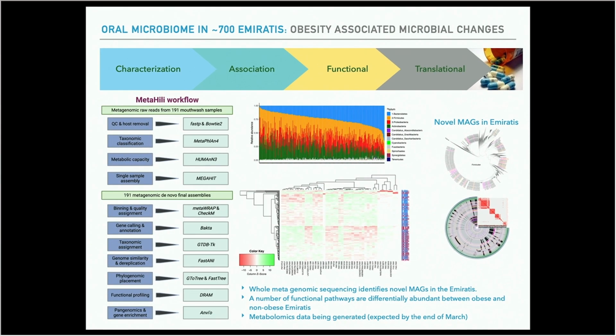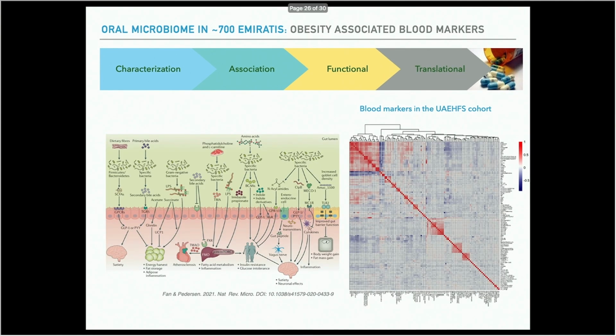So what we did was we did metagenomics, and this work was led by Ahmed Shibol. He also has a poster on it. When we do metagenomics, what we find is there are a bunch of functional pathways that differ between obese and non-obese individuals.